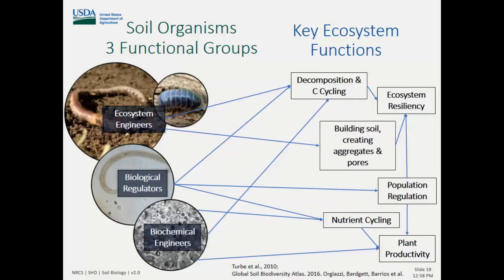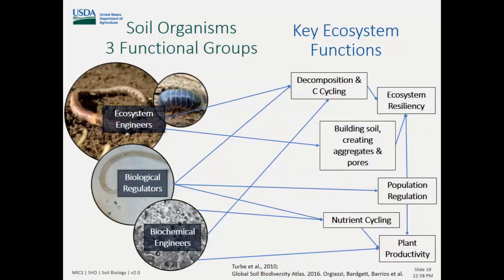While I'm here, I'm going to talk a little bit about some of these organisms from a slightly different perspective than some of the other presenters. I like to look at these as functional groups. There are three functional groups that we teach when we have our soil health training in NRCS. We talk about the ecosystem engineers. That's some of those bigger ones that are moving things around. They're actually manipulating their environment: earthworms, roly-polies and millipedes and things like that. They're actually moving around and changing their environment.